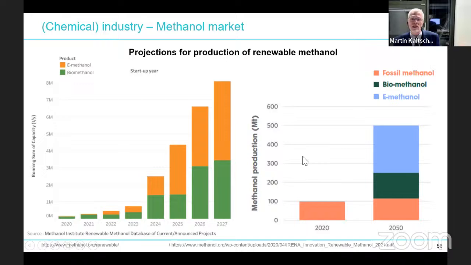And what we can see is the projection for 2050, on the right-hand side, that fossil methanol will, according to this assessment, still stay in the market, but biomethanol and especially e-methanol will gain a lot of momentum and a lot of market relevance in the coming decades.